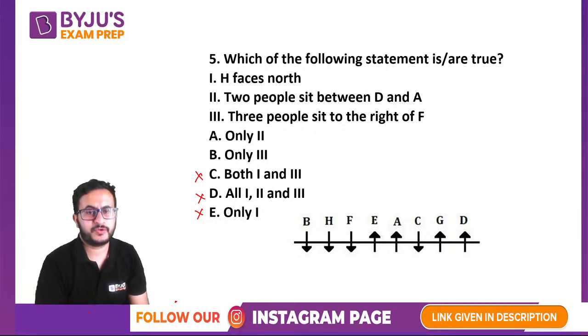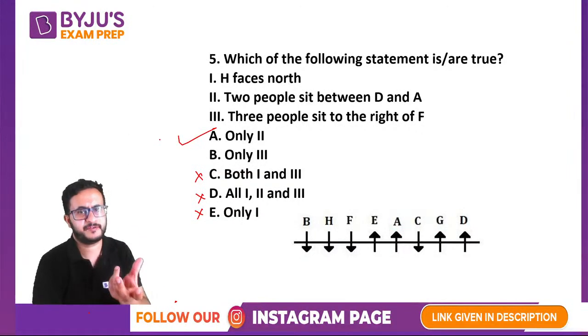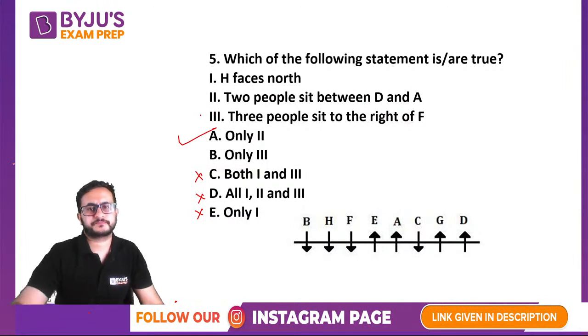Now you must check only one of these two conditions. Two people between D and A. Yes, two people between D and A. So only two is correct. Even if you have longer statements, that will help, because you do not need to check the third statement.